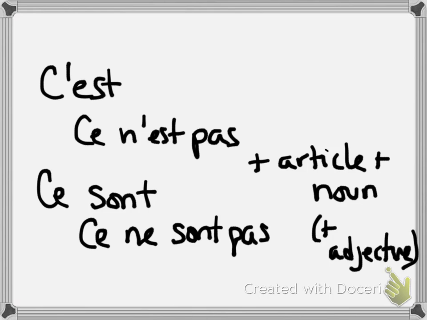So again, we have c'est, ce n'est pas, ce sont et ce ne sont pas. Ce sont et ce ne sont pas are plural. You're going to use those in front of an article and noun, and sometimes an adjective. And that could be an adjective that goes in front of the noun or an adjective that goes after.